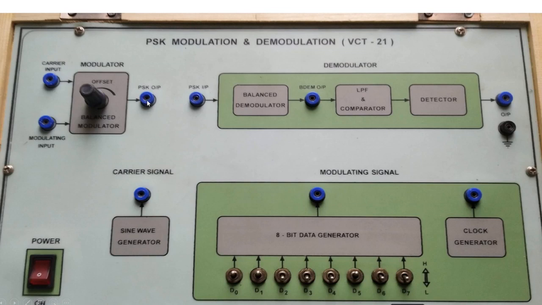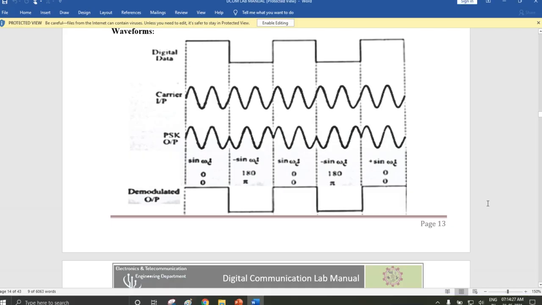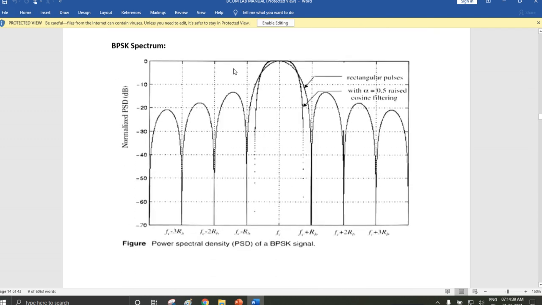Similarly, you can perform demodulation. Just remove the probe connected to the oscilloscope and connect the probe from the PSK output to the PSK input. You will see the output, which is the clock generator signal, alternate 1 and 0. This waveform is for the modulation output, and this is the demodulation output, which is applied at the input of the modulator.